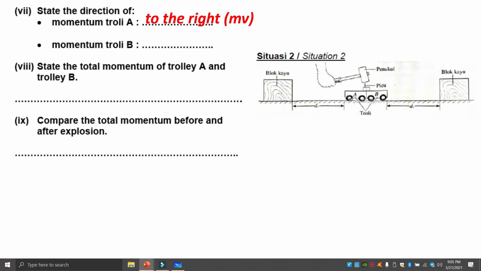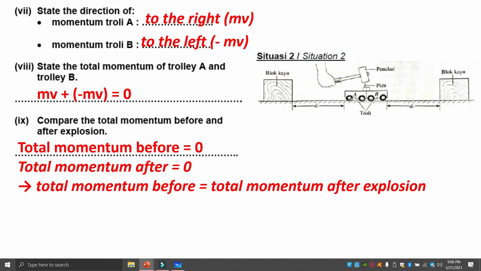State the direction of motion: the momentum of trolley A, going to the right, is mv. This one I mentioned just now: the momentum of trolley B is negative. State the total momentum of trolley A and trolley B: mv plus negative mv becomes 0. So compare the total momentum before and after collision, also 0.